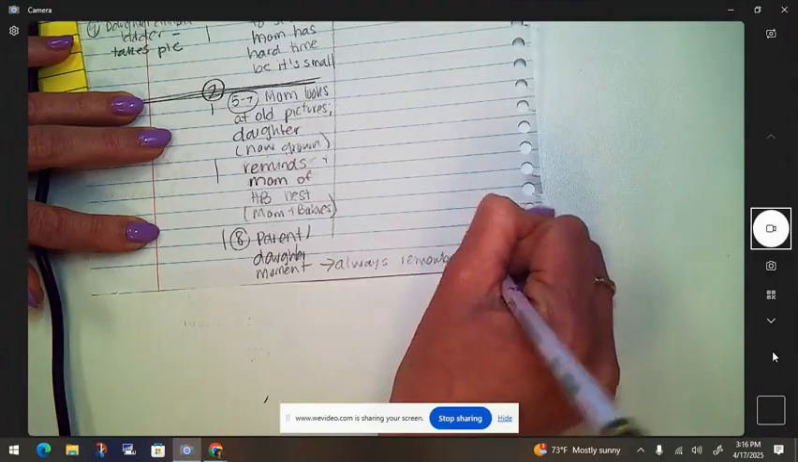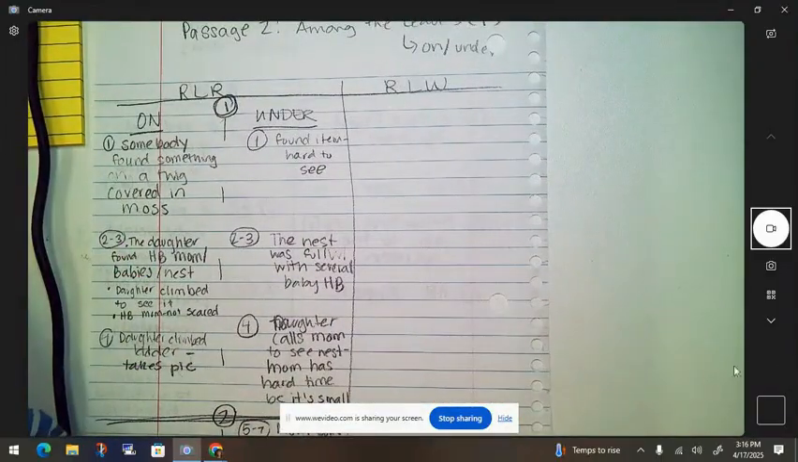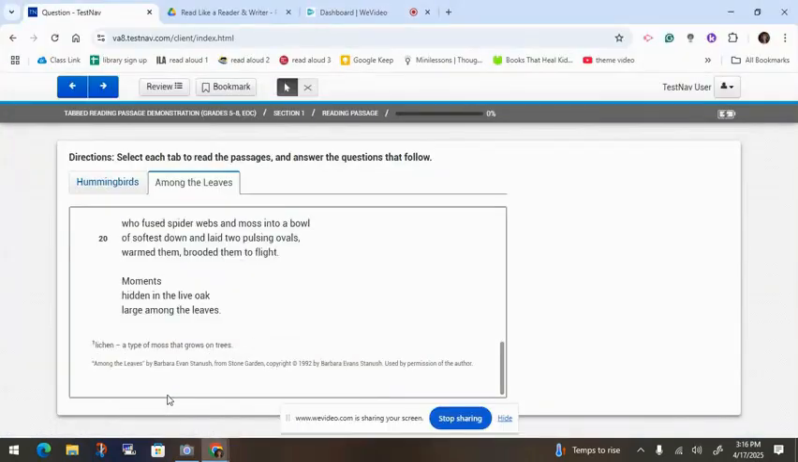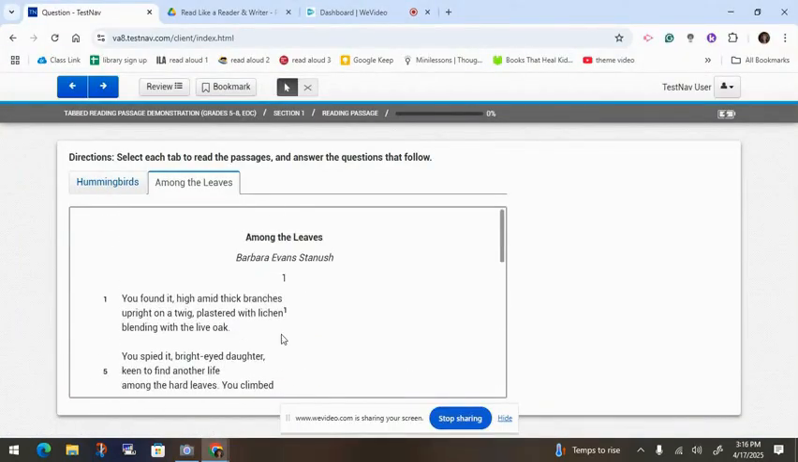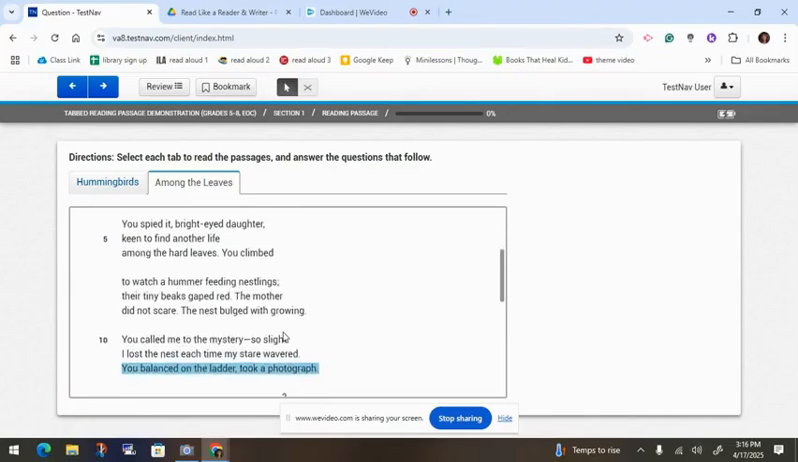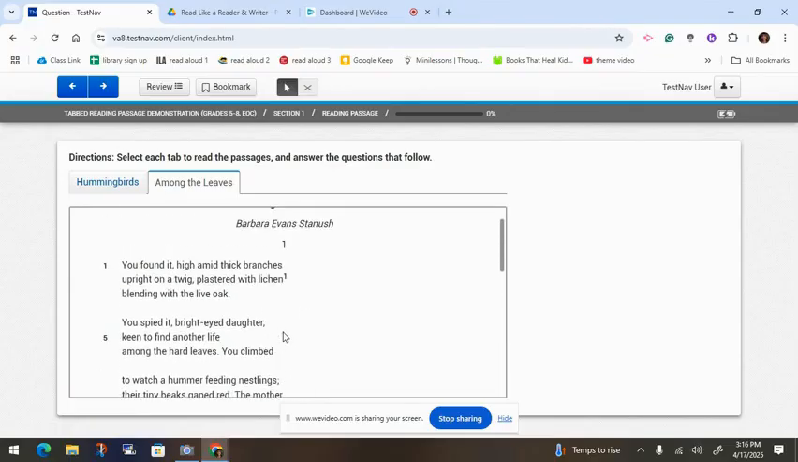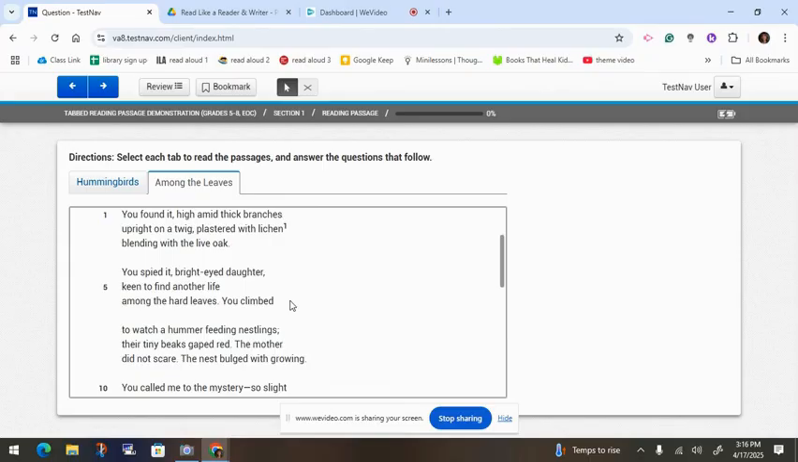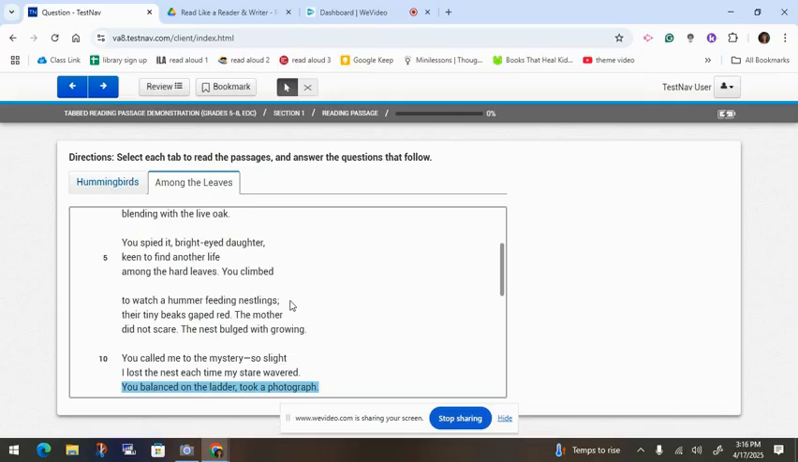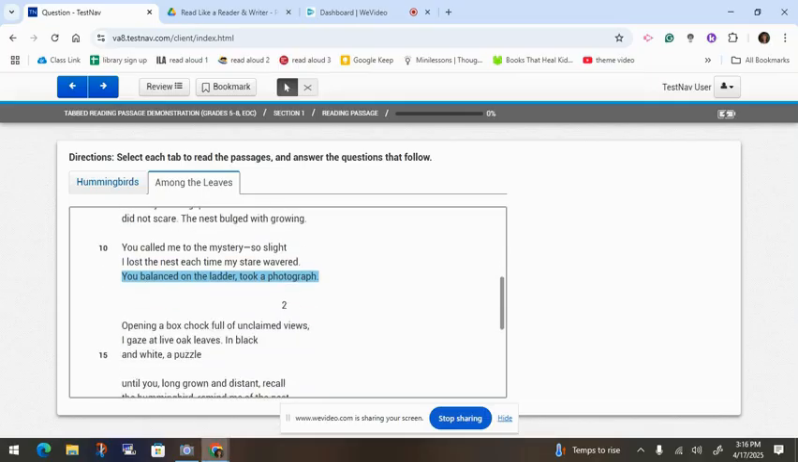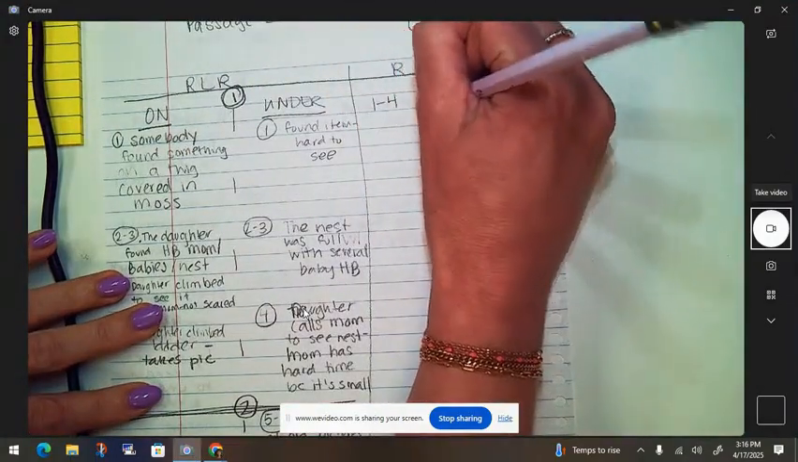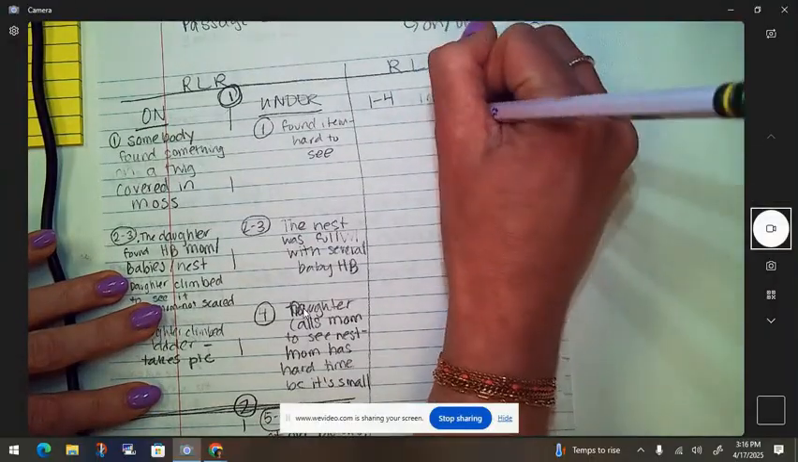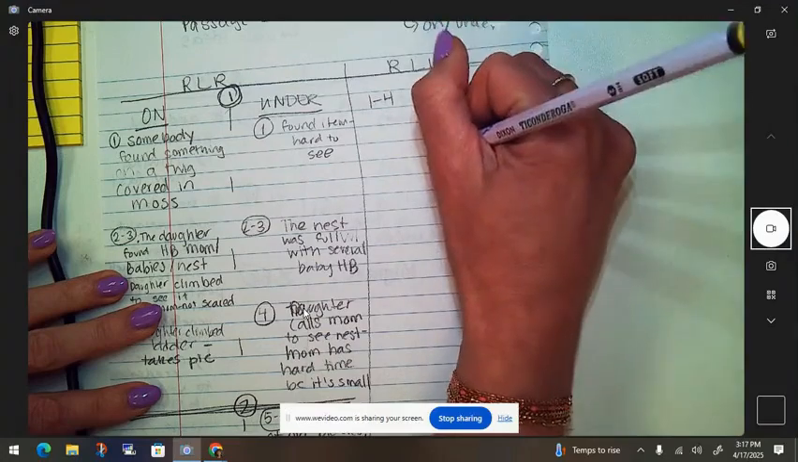Okay, now I want to quickly think like a writer. We know poetry is going to have a lot of great techniques in it, but I'm going to, again, just pick the ones that quickly pop out to me. I'm going to look at stanza 1 through 4. I thought the word choice, the imagery here. The twig plastered with lichen, the bright-eyed daughter, the hummer feeding the nestlings, the tiny beak scraped red, the nest bulging. All of that. I could picture that. I thought those were great sensory details. So I'm just going to do 1 through 4, imagery, lots of sight. And I think the author's doing that so I can picture it.